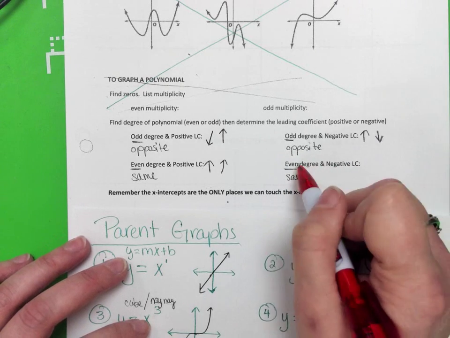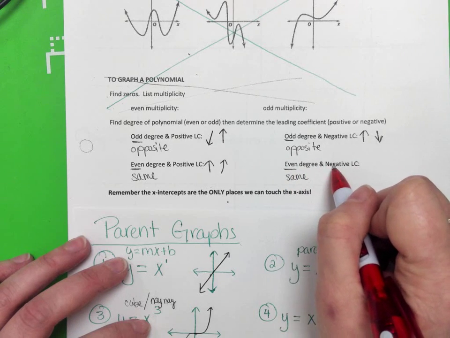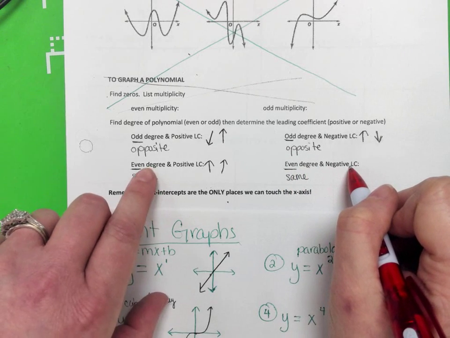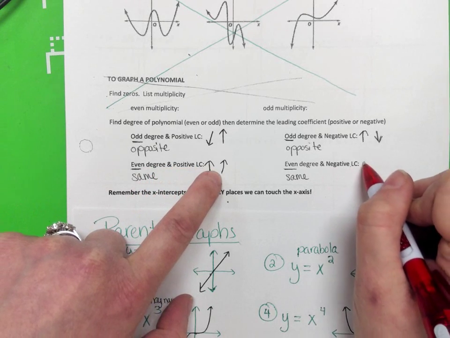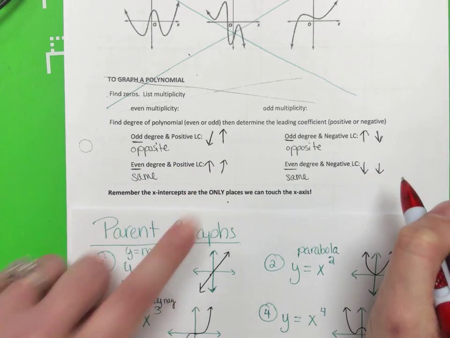All right, so this last one, we have an even degree and a negative leading coefficient. Well, if it's even, that means they go the same way. So if it's even and positive, they go up. If it's even and negative, they both go down.